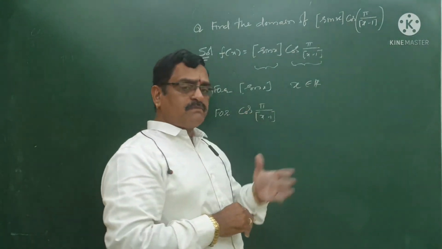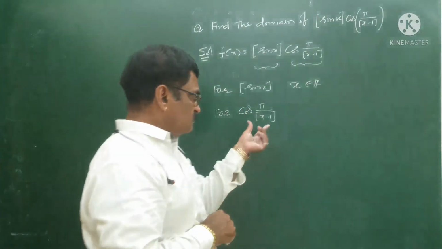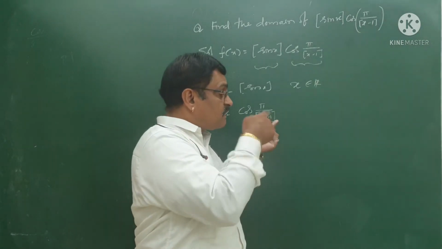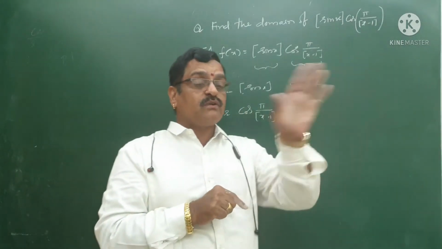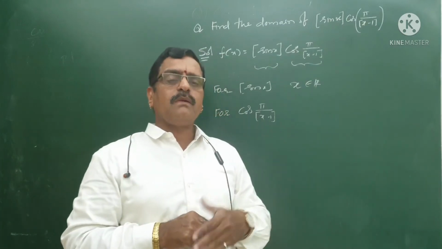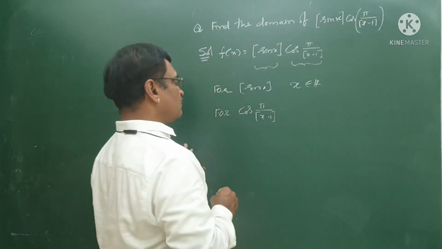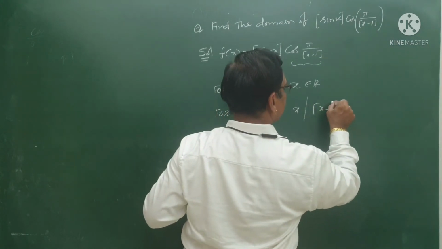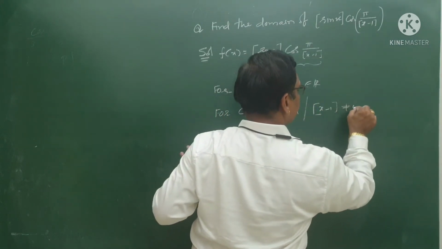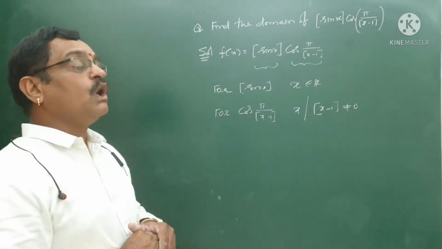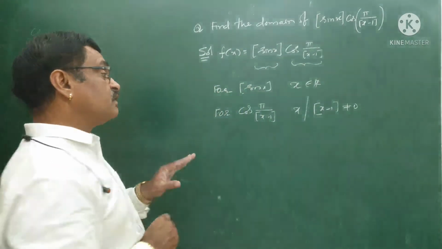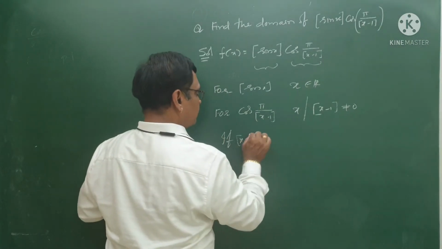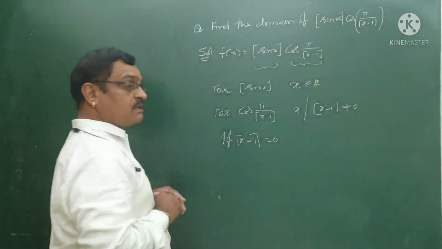This is cos of pi by something. Now, you find the variable here. This integral part of x minus 1 should not be 0. Then it is defined, because dividing by 0 is not defined. So here x such that integral part of x minus 1 is not equal to 0. Okay, if integral part of x minus 1 is equal to 0, if integral part of x minus 1 is equal to 0, what is the meaning of that?